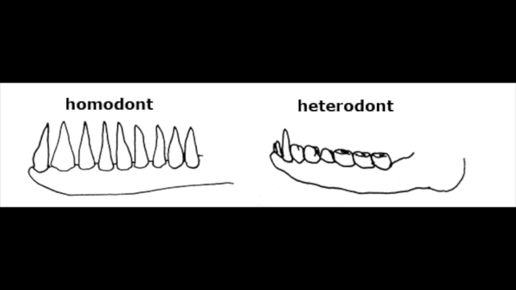So homodont comes from the Greek word homos, meaning same, and odos, meaning tooth. So it literally means same tooth, and this relates to animals in which all of their teeth have a similar form. On the other hand, heteros means different in Greek. So heterodont literally means different tooth, and this relates to animals that have teeth that are differentiated into incisors, canines, and molars for different purposes. And I'll talk more about these different types of teeth in a sec.